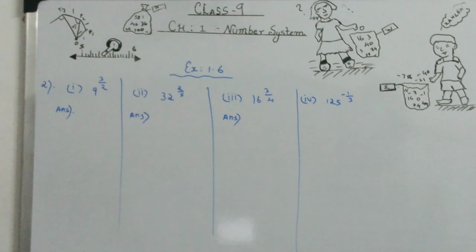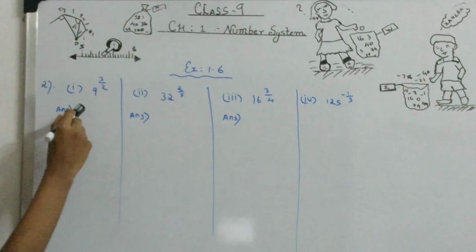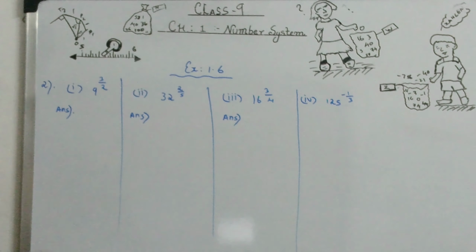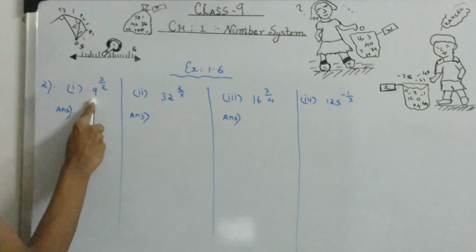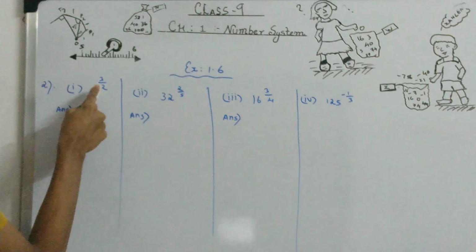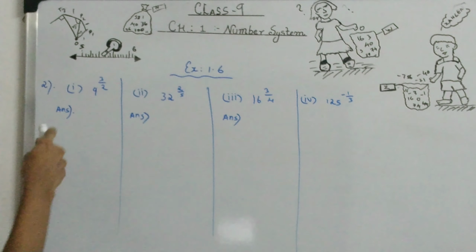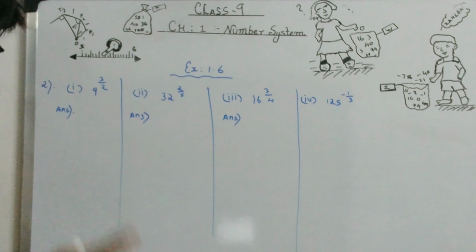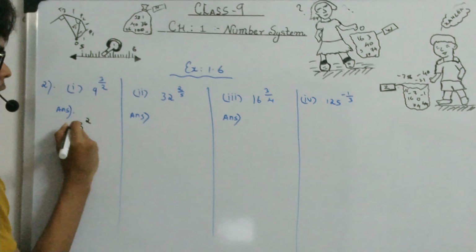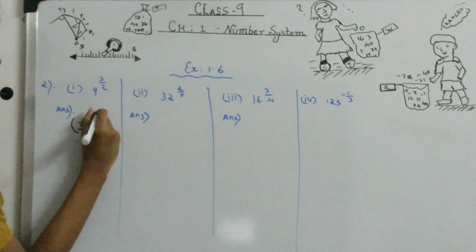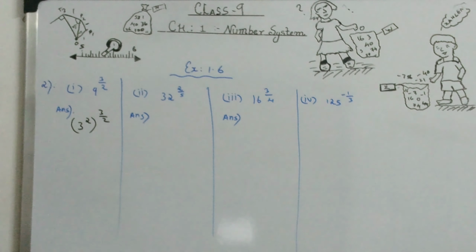Okay, so now let us move on to question number 2, the first one. So the first one is 9 raised to 3 by 2. As I told you in the previous question, whenever we get something like this, always look at the denominator. Here the denominator is 2. So we have to write the base as something raised to 2. Okay, so if you see over here, I can write this 9 as 3 square, isn't it? The whole raised to 3 by 2.